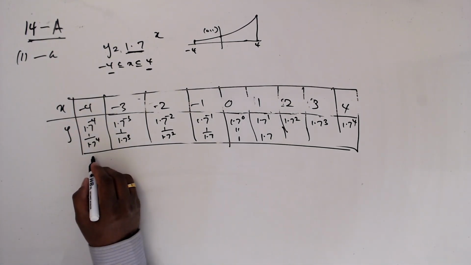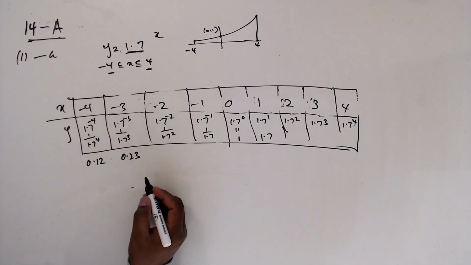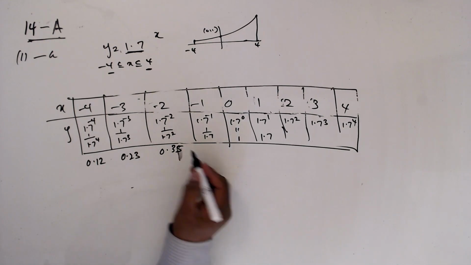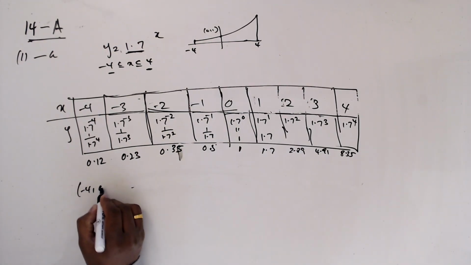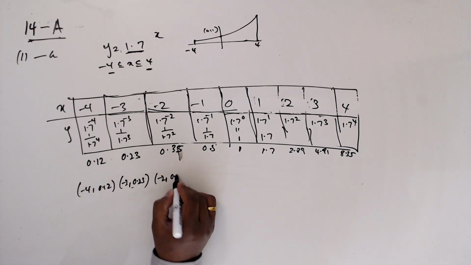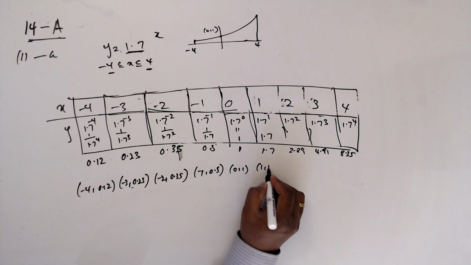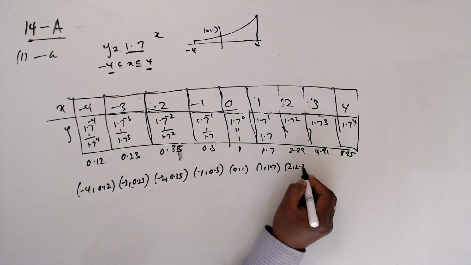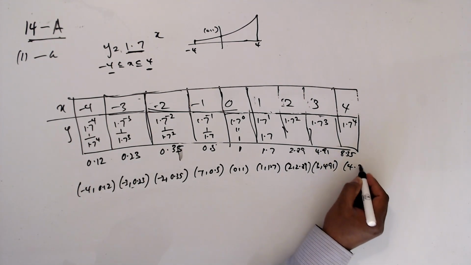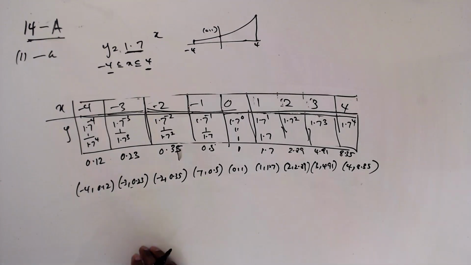So for -4, 0.12. For -3, 0.20. For -2, 0.35. For -1, 0.59. For 0, 1. For 1, 1.7. For 2, 2.89. For 3, 4.91. And for 4, 8.35. That's a very important fact in here.